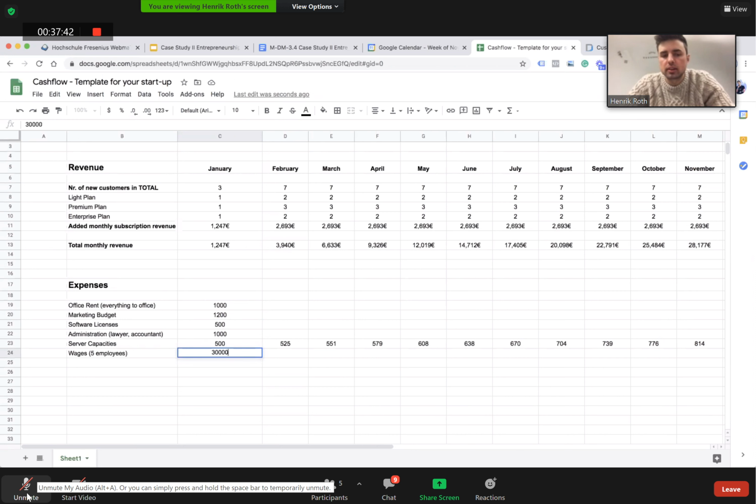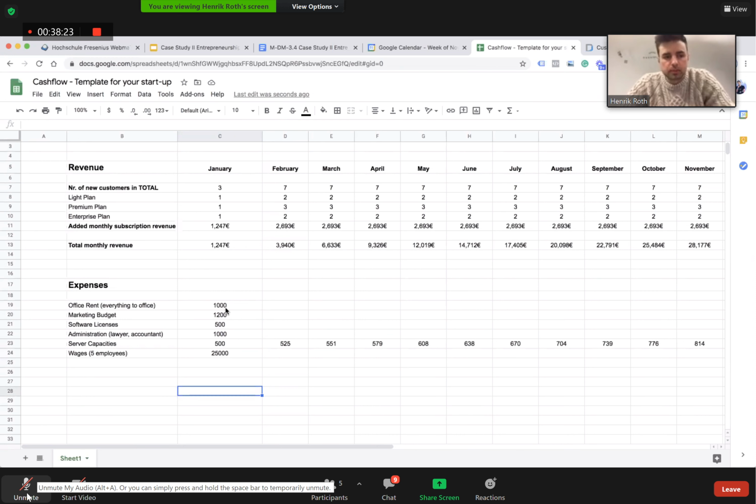Yeah. So this is just an assumption. Let's say they get 5,000 euros on average per month. So you have 5 employees times 5,000 euros, and here again, that's not the net wage for the employees. It's the wage the company pays. So the company has to pay something on top of the net amount. So always think about the cost of the company, not the net wage for the employees.